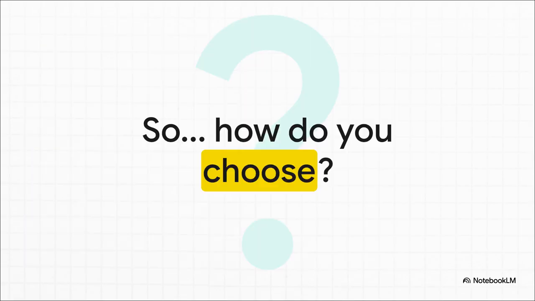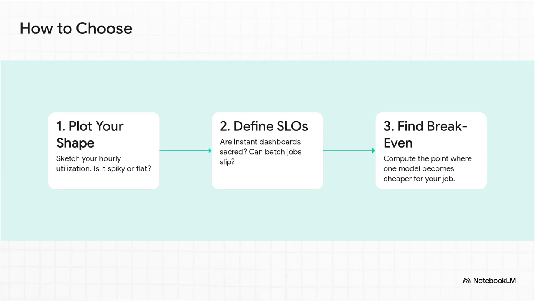Okay, so we get it. Pay for time or pay for capacity. Simple enough, right? But how do you actually choose? How do you do that without getting totally bogged down in a million different benchmarks and feature shootouts? Believe it or not, you can get a really good answer in like 60 seconds.